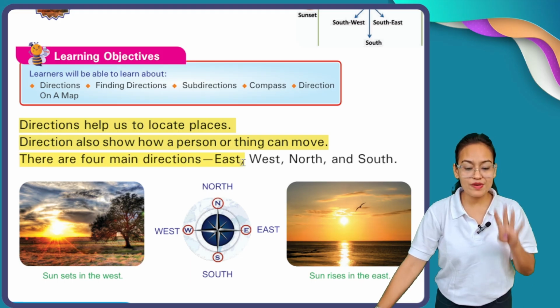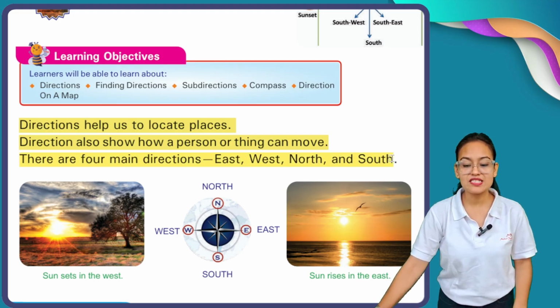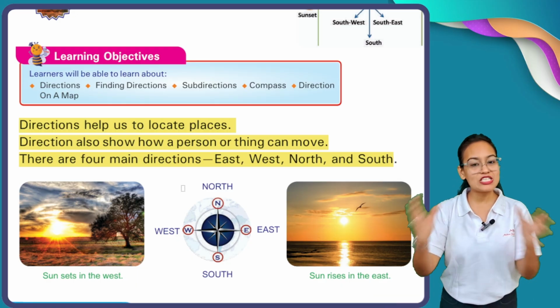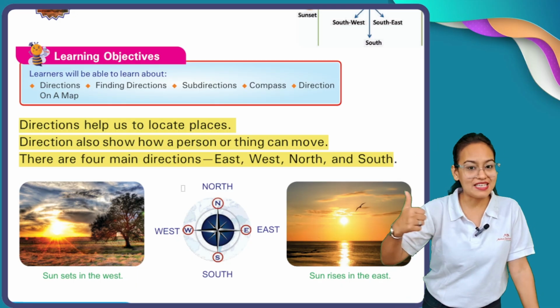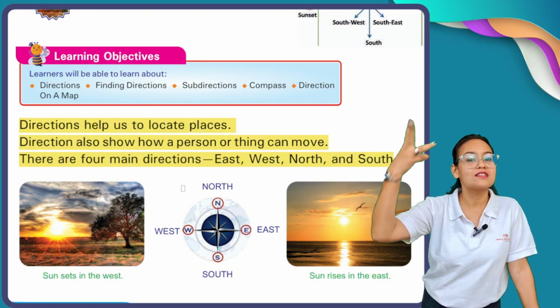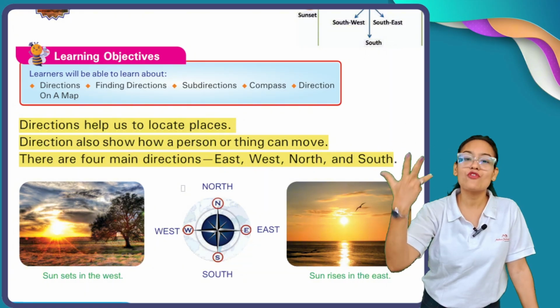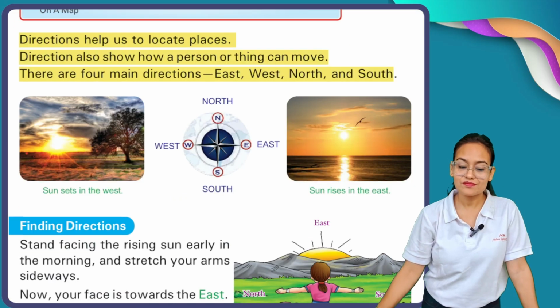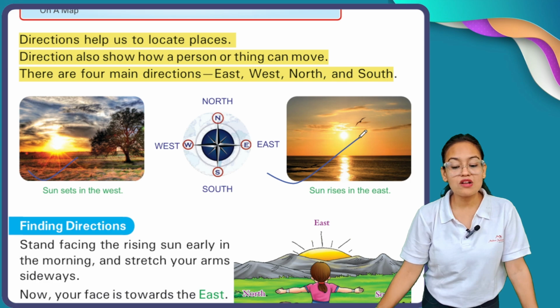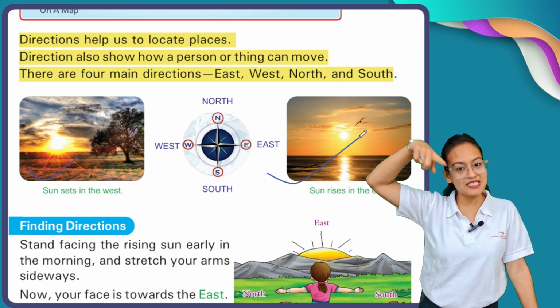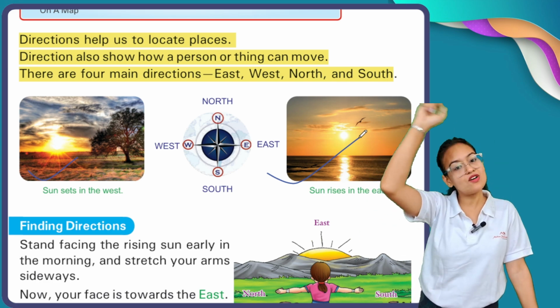There are four main directions: east, west, north, and south. As you all know, my dear lovely children, there are four main directions. Okay, here you can see the sun always rises in the east and the sun always sets in the west.